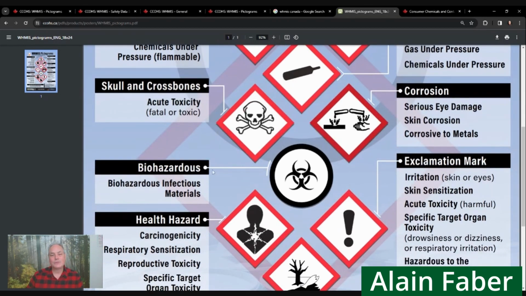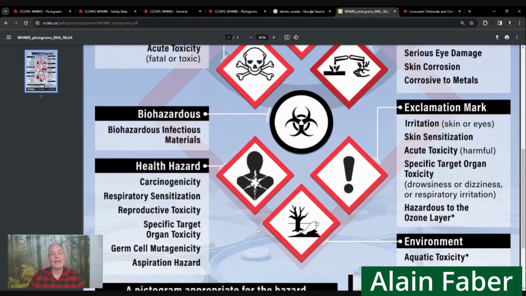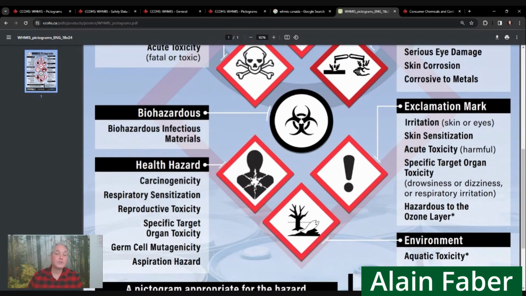And this is a bit different to this one here, which is what we call the health hazard. These are products where, when you have exposure, short-term or long-term, it can bring cancer. You can have respiratory sensitivity. It could be issues with reproductive systems with long-term contact. You could also have germ cell mutagenicity. That means some cells could mutate and therefore bring some cancers.